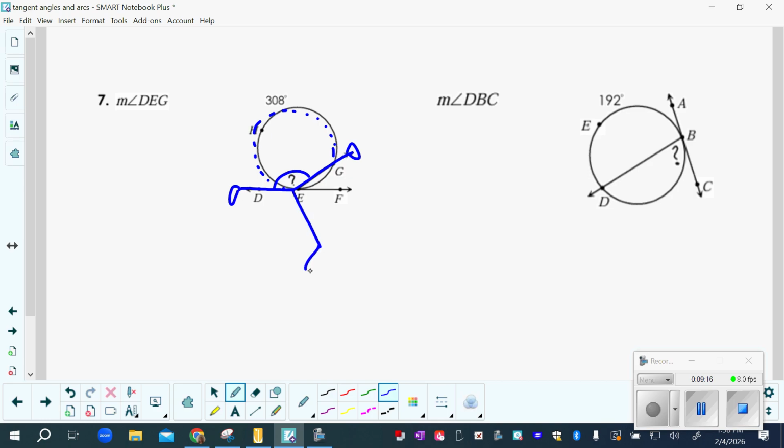Here's Monica upside down. Look, her hair's hanging down. Monica's not looking very happy like that. So if we know that arc is 308, how much is the little angle?